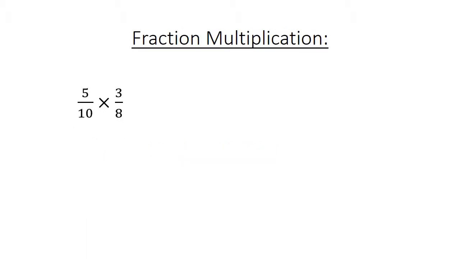Fraction multiplication. 5 over 10 times 3 over 8 equals 15 over 80 equals 3 over 16. Fraction division, 5 over 10 divided by 3 over 8. 5 over 10 times 8 over 3 equals 40 over 30 equals 1 and 1 over 3.